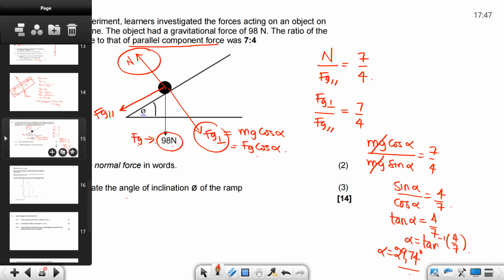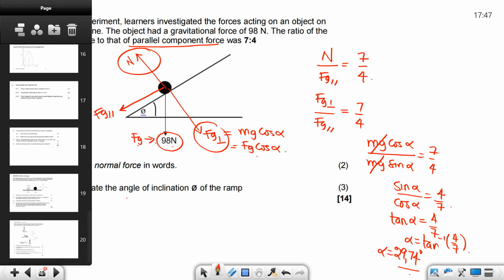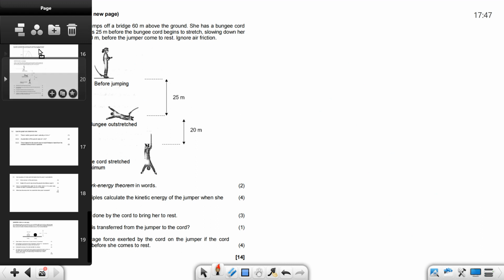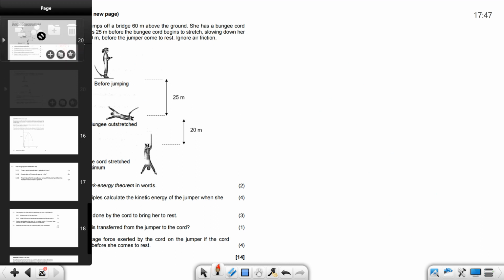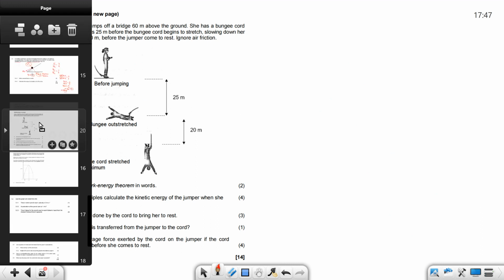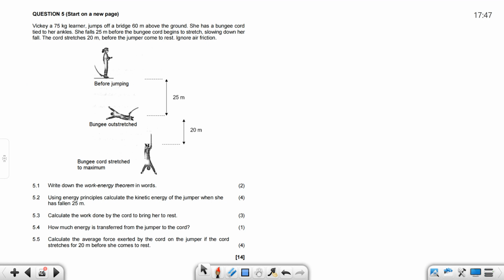Since we are doing this, can I link this to work energy and power quickly? I remember with SJA learners, we did this question. I just saw this and I remember. All right, let's quickly deal with work energy and power now in the few minutes that we have.